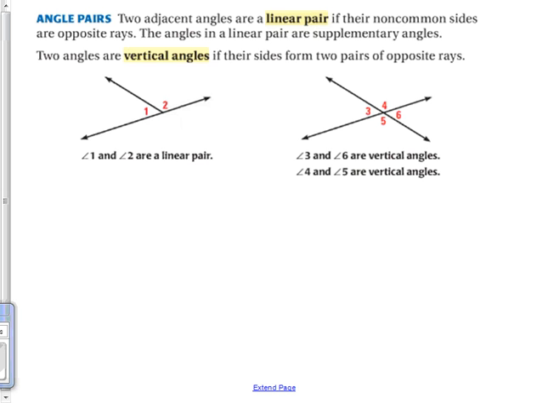Here's another way to look at it. If we highlight the vertical angles, angle 3 is across from angle 6. So that pair is vertical angles. If you look at angle 4 and angle 5, those 2 angles are also called vertical angles. So we have 2 sets of vertical angles.